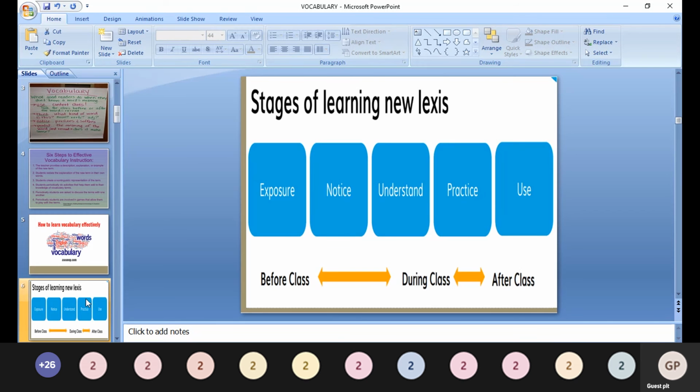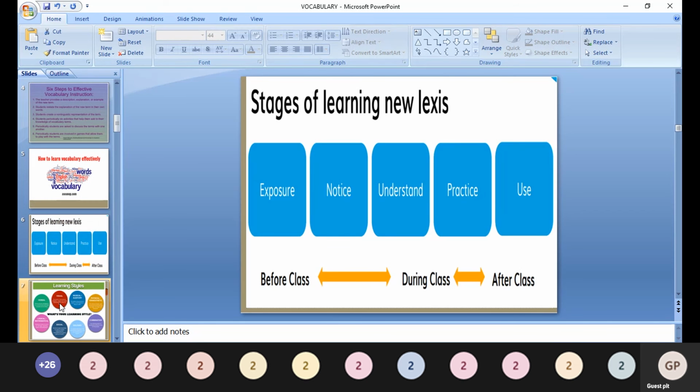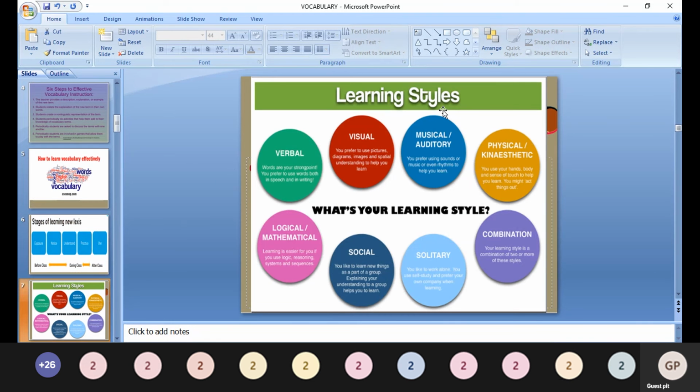Okay. Next we move on to learning styles. What is your style of learning a new term? First is verbal. Words are your support, strong support for any language. You prefer to use words both in speech and in writing. So you use words in your speech.